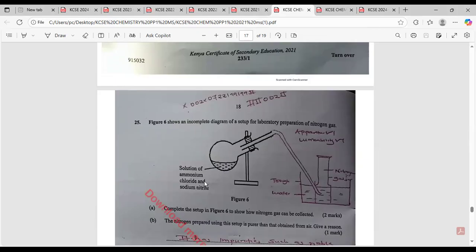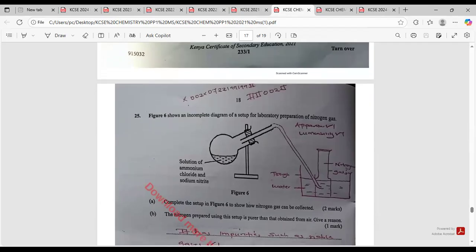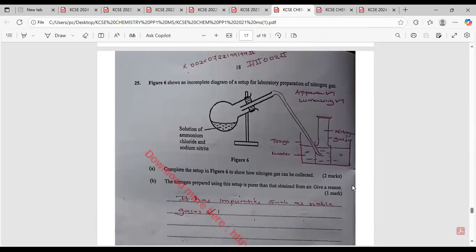This is laboratory preparation of nitrogen gas. So even the marks are 17 because these are another 3. Preparation of nitrogen gas: we react sodium nitrate plus ammonium chloride. Complete the setup. I have told you, when you meet a question on complete the setup and you don't know whether we collect it over water or what, my friend, this is what you just do.